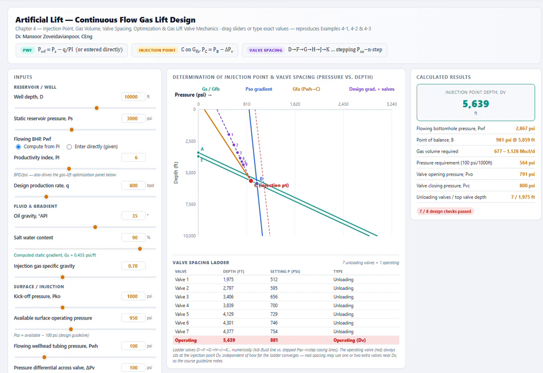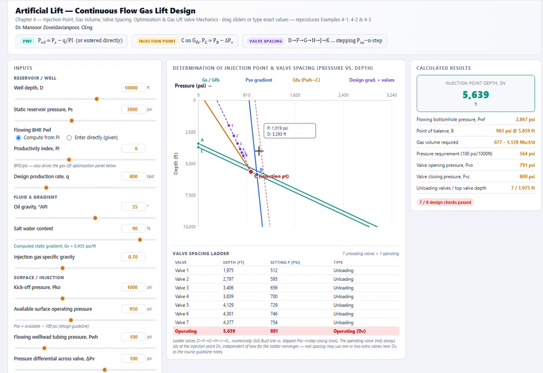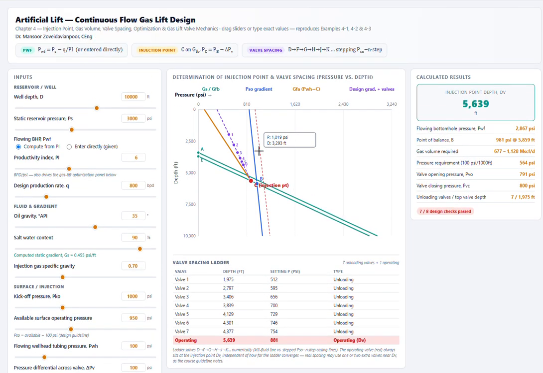Now let's look at the design results panel. Immediately we can see injection depth, gas injection requirement, valve opening and closing pressure, number of unloading valves. This allows us to move from calculations to engineering interpretation much more quickly.